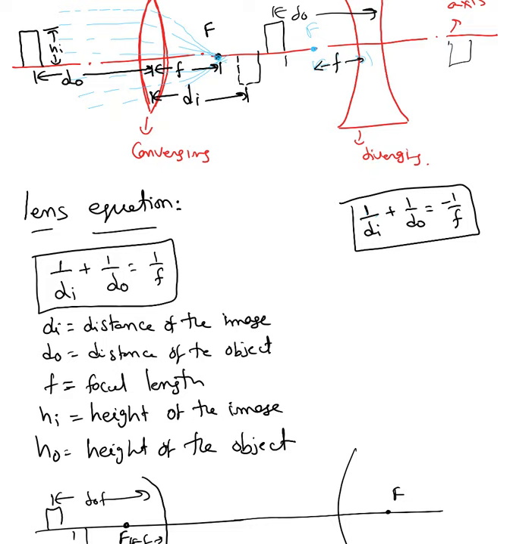Oh, before going for an example, we need to know the magnification factor. Similar to the mirror, for the lenses also, it's the same formula, minus di by d naught, minus distance of the image over distance of the object, or hi over h naught, height of the image over height of the object. So if you have magnification only 0.4, I mean less than 1, that means the image is smaller than the object, and it is possible to have smaller images than the object size. And the negative indicates that the image is inverted. So if you have a negative magnification factor, that means the image is inverted.